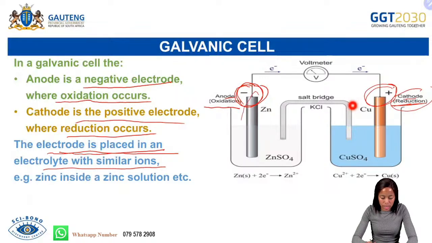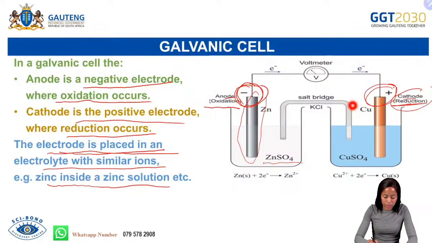Okay, so it says here the electrode is placed where? So this is your electrode. It is placed in an electrolyte that has what? With similar ions. So we spoke about that as an example. We are saying that zinc is placed, so this is your zinc electrode, is placed inside a zinc solution.